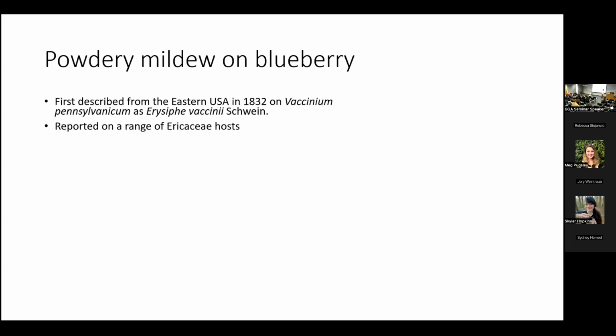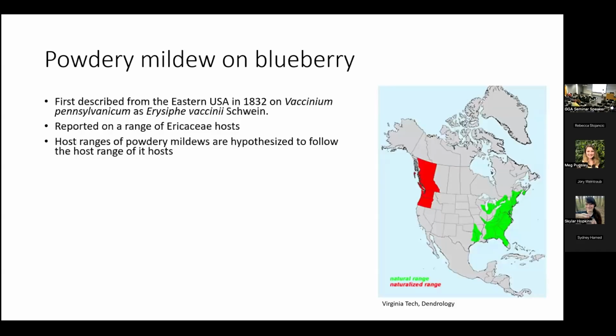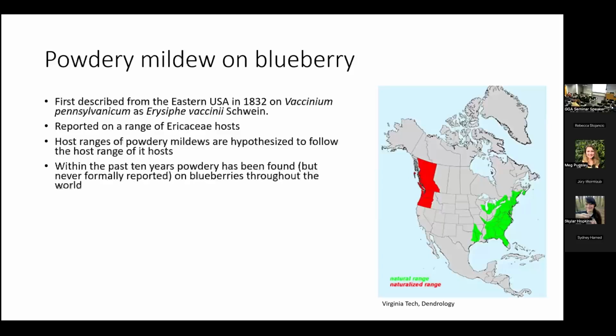It's reported on a range of Ericaceae hosts. And if you look here, the host range of the host that it infects tends to also be around the eastern North America. So this is another good sign. Its hosts and the powdery mildew were both first reported here in North America. And this is what's really interesting here, is that this powdery mildew had never been reported outside of America.